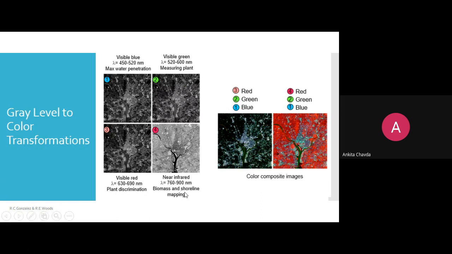So in that band, biomass and shoreline mapping would be reflected much. Okay, so this is actually visible in red, this is visible in blue, and this is visible in green. According to that, the satellite has taken the pictures. So here we have three different images, but they are grayscale images. This is the image which is actually captured, but near the infrared band, that is much more visible.